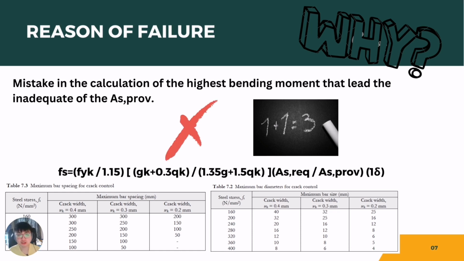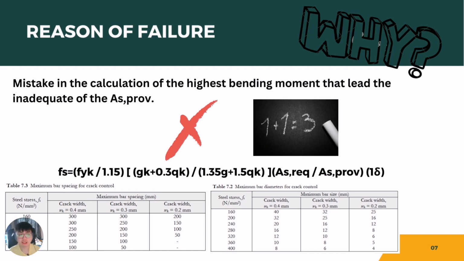This formula is used for further calculation to determine the maximum spacing and also the maximum size of the steel bar. The values of Gk and Qk in this formula are unchangeable, as the calculation is based on the design. The only value that we can make a decision on is the area of steel provided. The area of steel provided should be at least 50 millimeters square more than the As required.